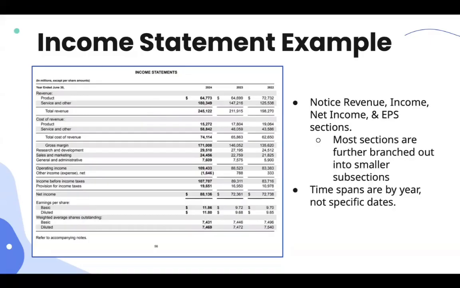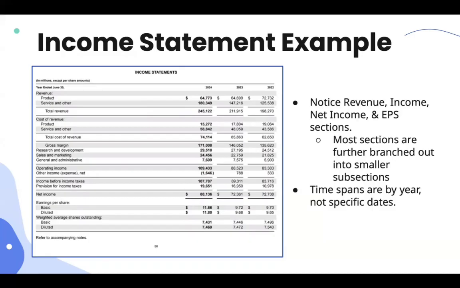Notice how many of these sections are further broken down into smaller subsections. For example, under revenue, you may see different types of revenue, like product sales or service income, while under income, you might find operating income and non-operating income. These detailed subsections help businesses and investors understand where the money is coming from and where it's being spent.